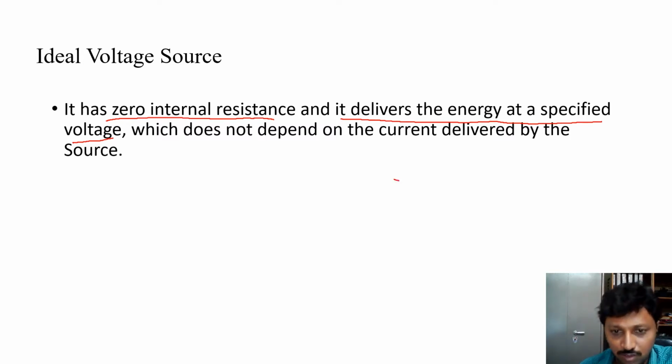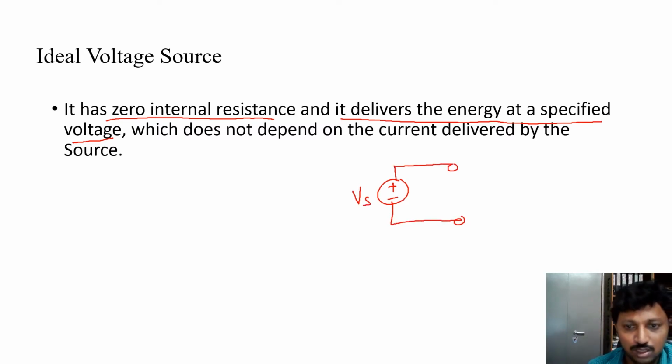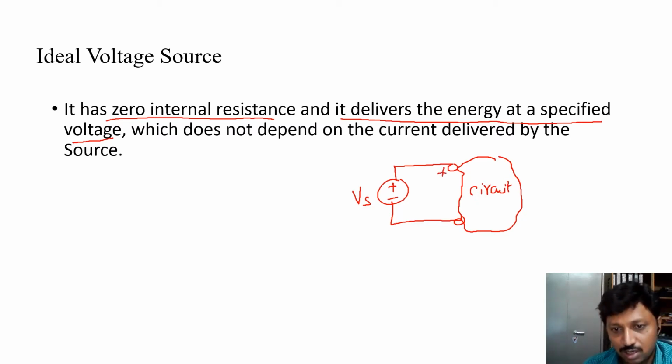For example, if I take this Vs, this is an ideal voltage source, right? And I am going to draw a circuit here, and this is a circuit. So here the plus and minus, right? This is called the terminal voltage. It's the voltage across the source, right? So it will deliver the specified voltage to the circuit. For example, this circuit needs 5 volts.